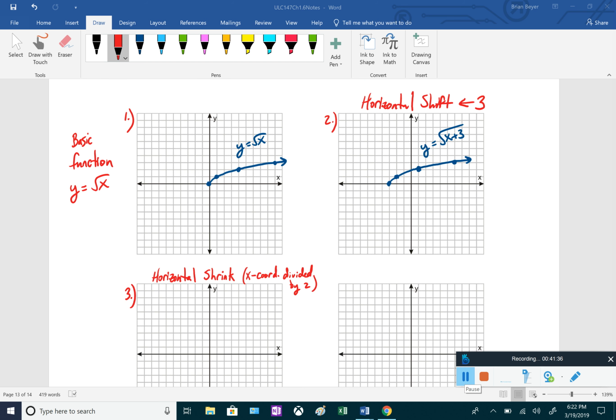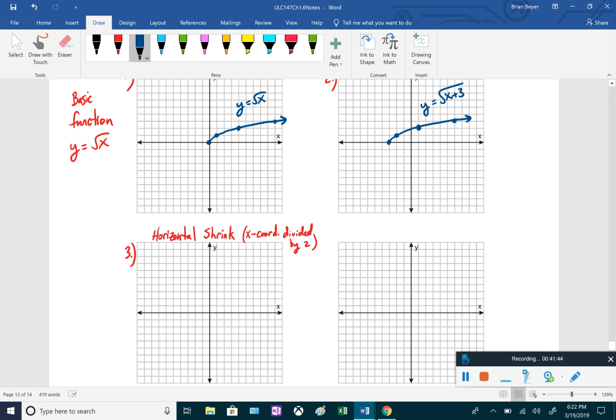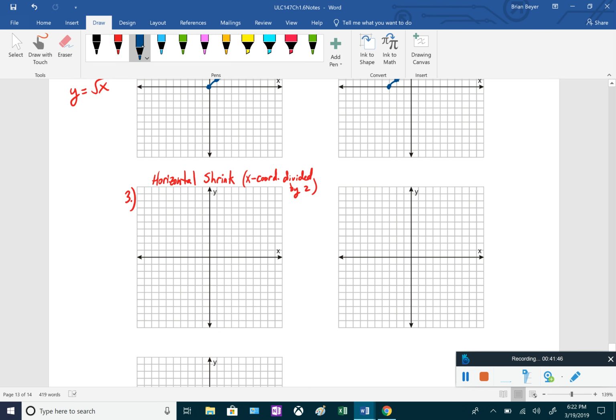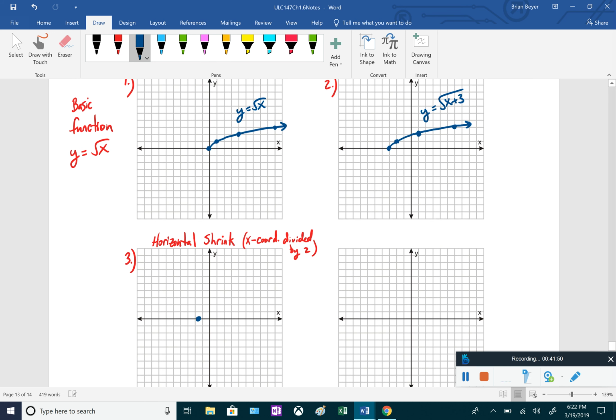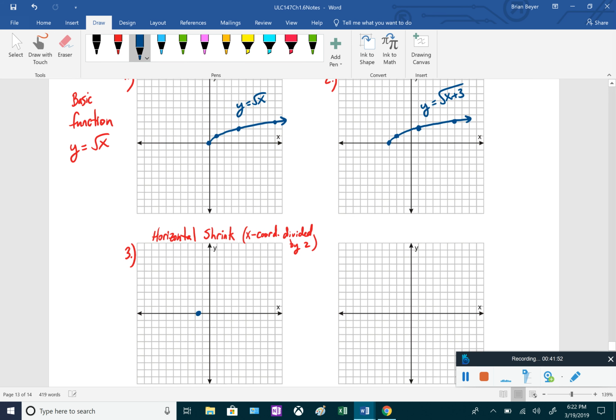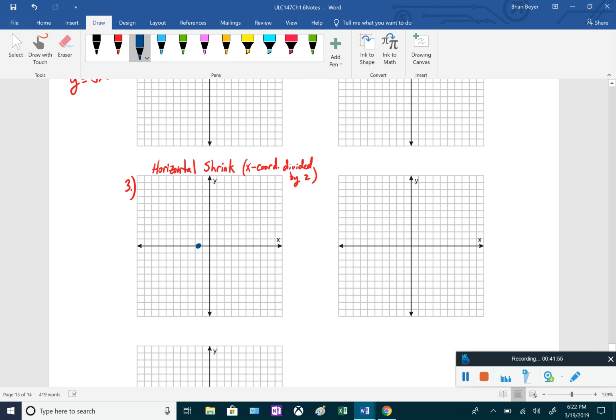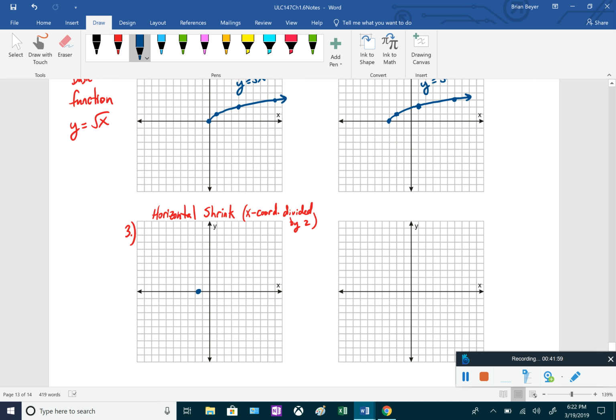So taking a look at the x-coordinates from the one that we just graphed, we have an x-coordinate of -3. If we divide that by 2, we get -3/2, so we get -1 1/2. The y-coordinate stays the same, which was at 0. Then we have an x-coordinate at -2. -2 divided by 2 is -1. So that's going to put us right here. Y-coordinate stays the same.